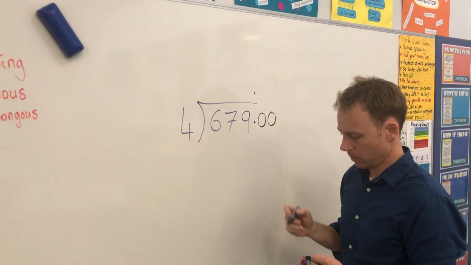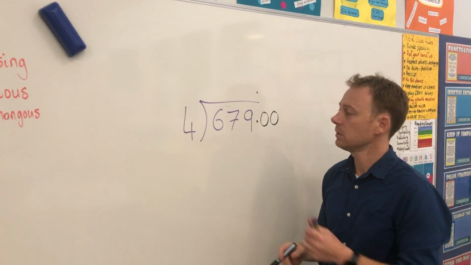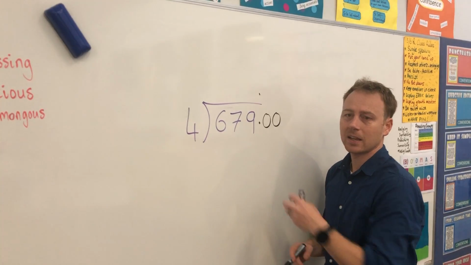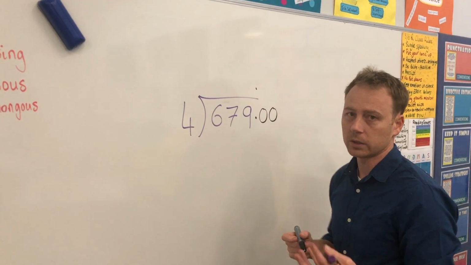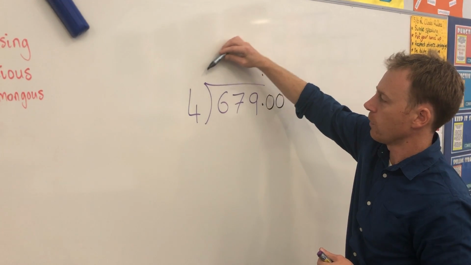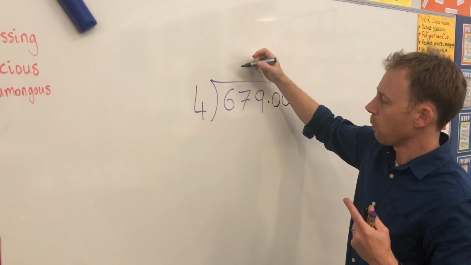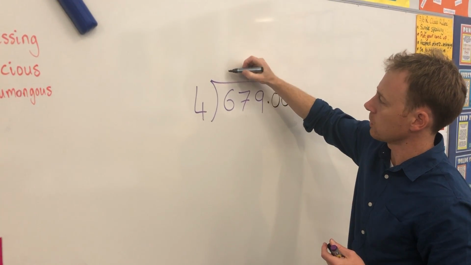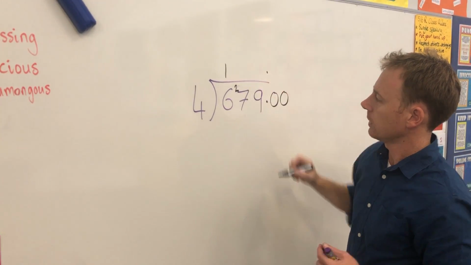Okay, now this is really important, and for those people who are capable, we want to see you using this in the division worksheet as well as with the problem solving if it comes up. So firstly, 4 into 6 goes once. That's 6 divided by 4. I can do that once, and there are 2 left over.